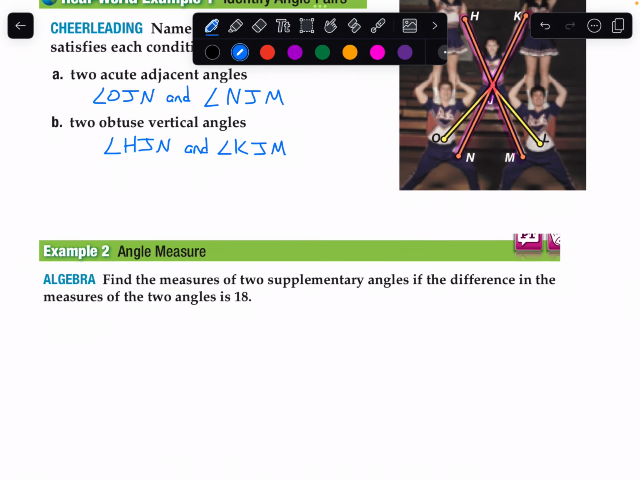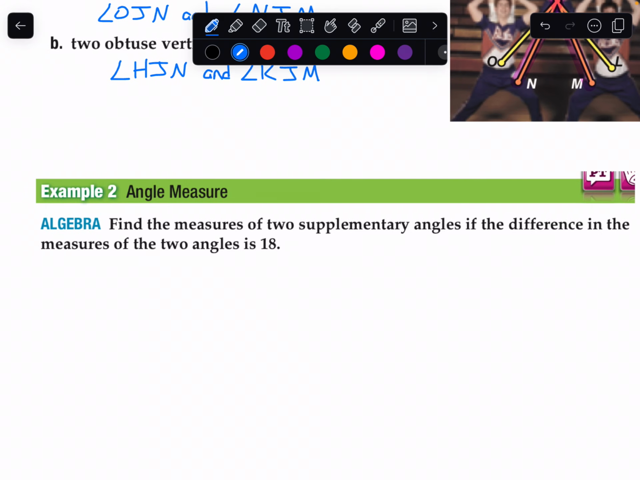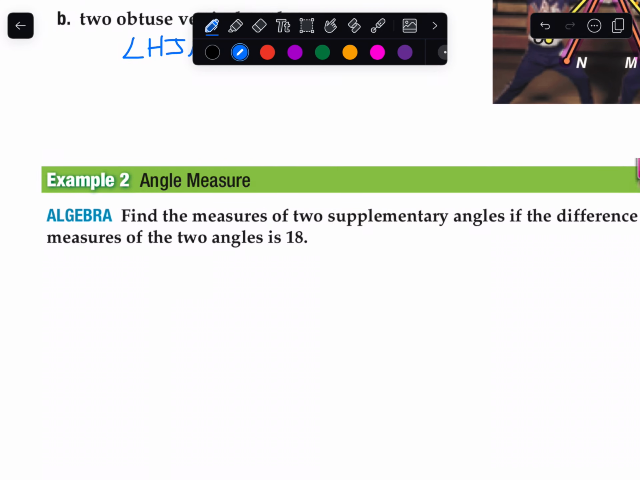Example 2, angle measure. Find the measure of two supplementary angles if the difference in the measures of the two angles is 18. Well, let's take down what we know. Let's come up with some angles here. Shall we call them A and B? We'll call the measure of angle A little a, and the measure of angle B little b.